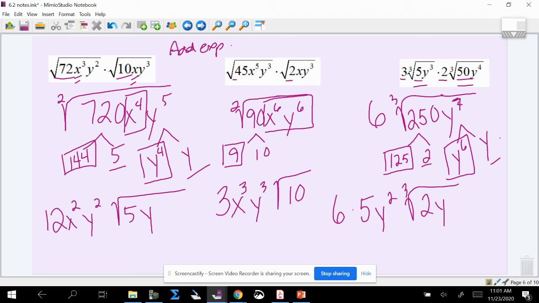2y. My last step, I did have an extra piece with this. I had a 6 that was out front, and now I have a 5 also out front. Now I'm allowed to multiply those together. I get 30y squared times the cube root of 2y.